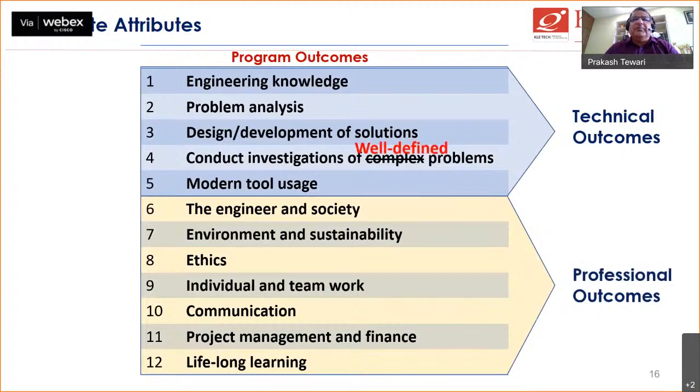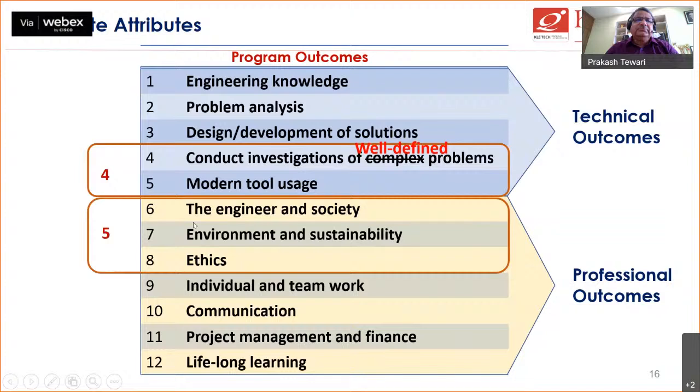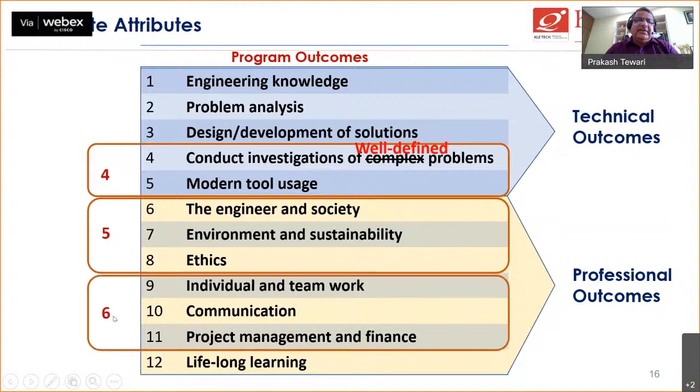So the complex problem has been replaced by well-defined for diploma. And here 4 and 5 have been clubbed. 6, 7, 8 have been clubbed as 5. 9, 10, 11 have been clubbed as 6 PO. And 12th has become 7. So there are 7 program outcomes for diploma programs.